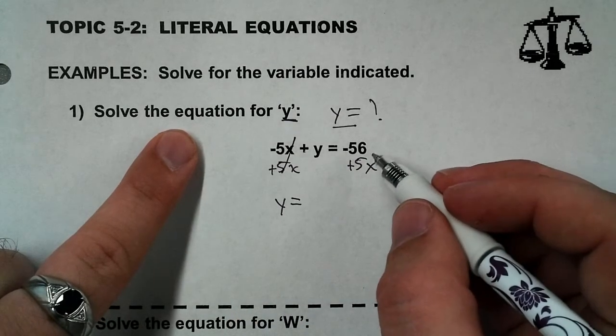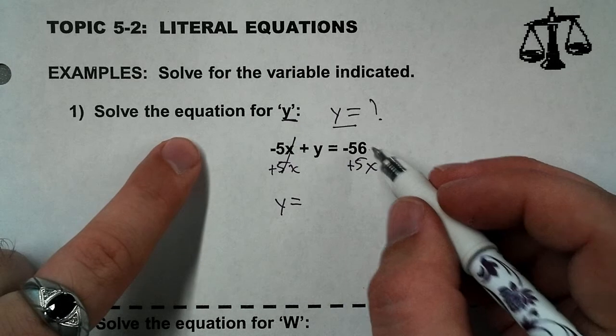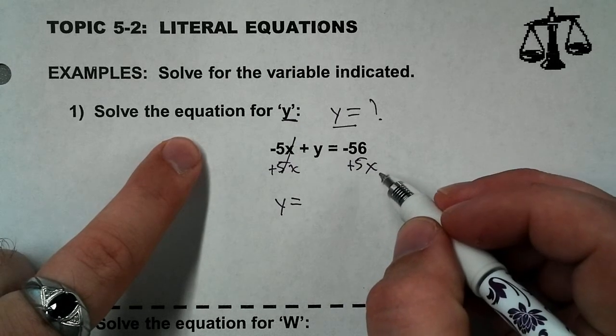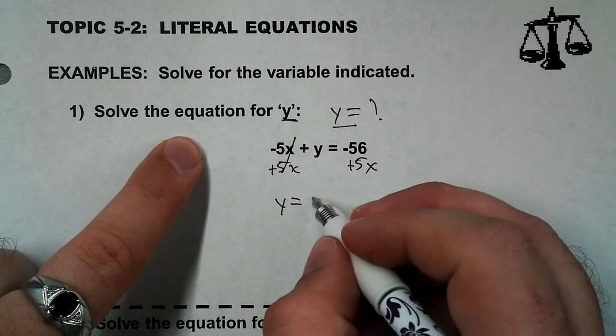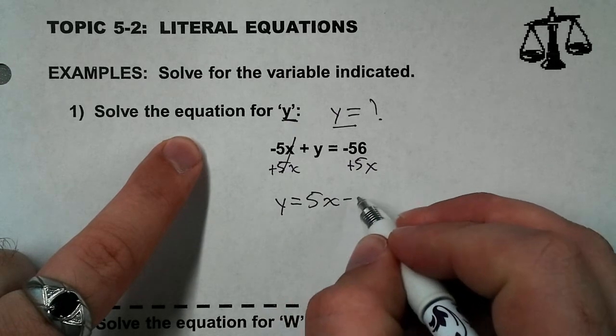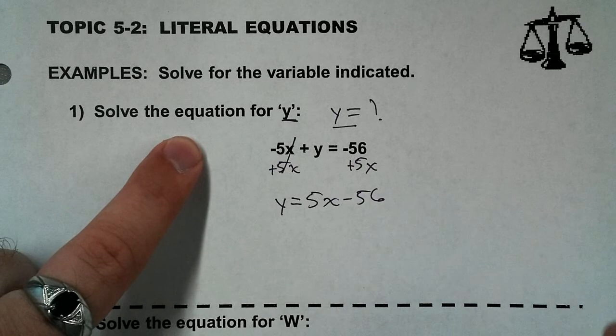Now, be careful with your like terms. I have negative 56 and I have a 5x. You cannot combine your x terms with your regular terms. So this is just going to be 5x minus 56.